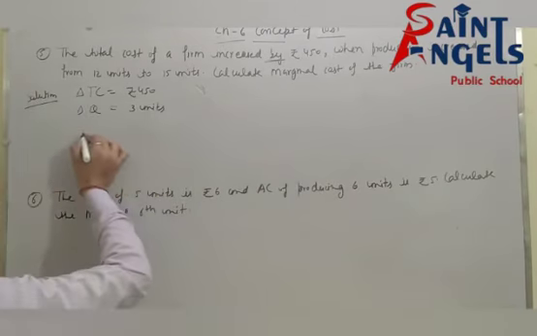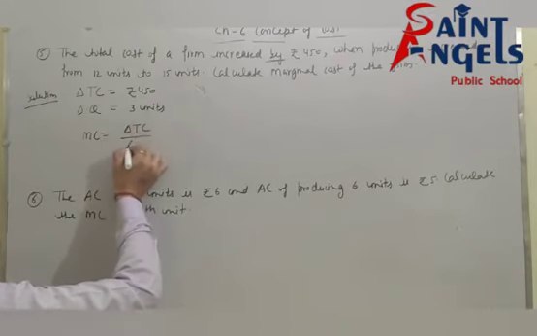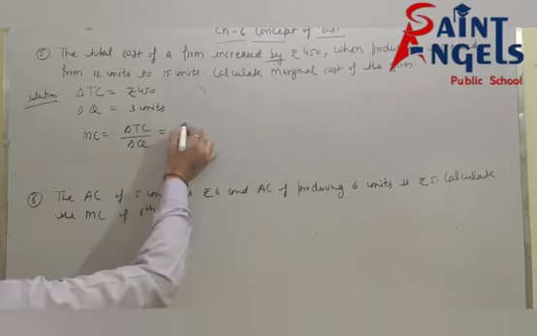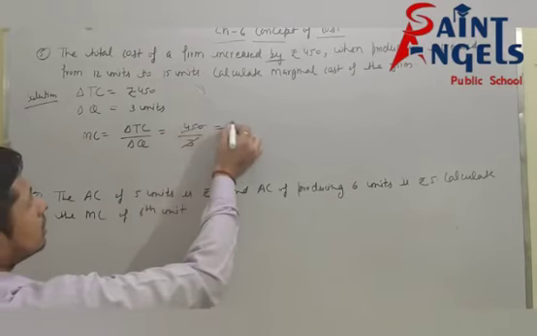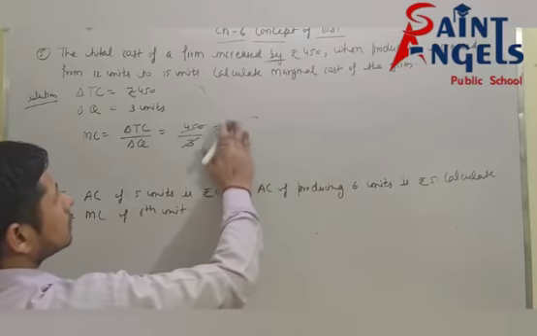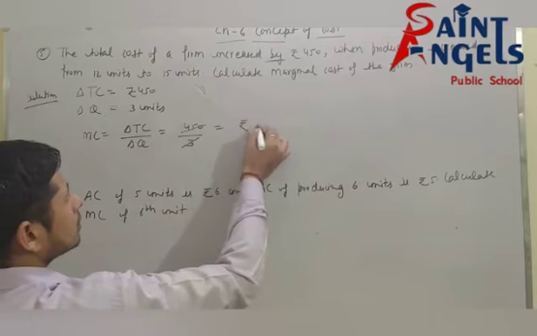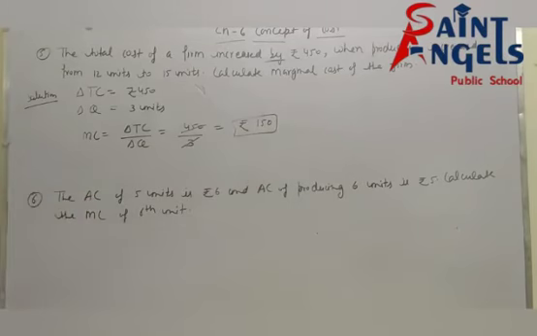So you will use this formula. MC is equal to change in TC divided by change in Q. 450 divided by 3. So this will be the final answer. So I hope all of you have understood how will you solve this type of question. See next question.